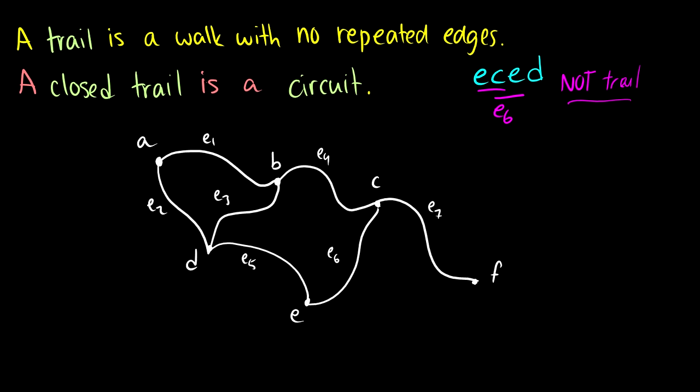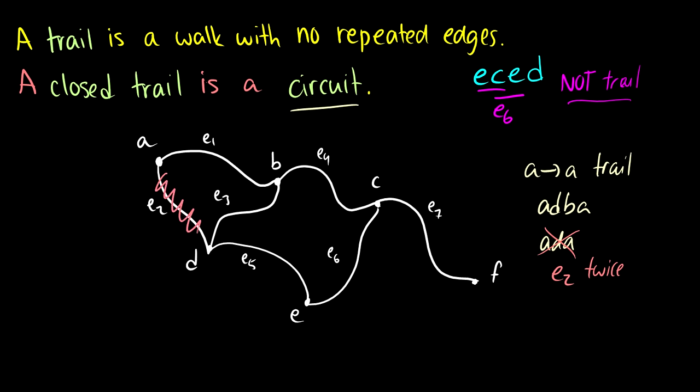Now a closed trail is called a circuit. So for instance, let's go from A to A. We want a trail from A to A; this is called a circuit. So we can do A, D, B, A, and that's acceptable. But what we can't do is A, D, A. That's not allowed because then we take E2 twice. Once we use this edge E2, we cross it off and then we have to find a new way.